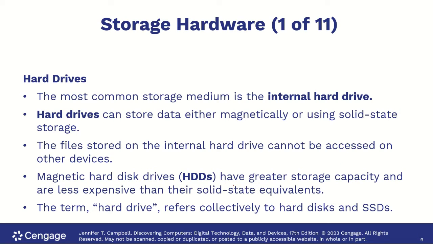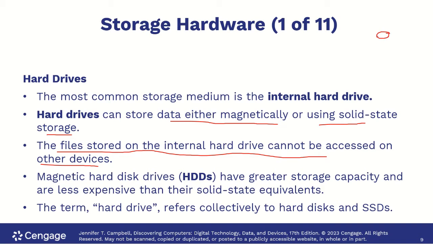The most common storage medium is the internal hard drive. That's the core of the hardware of your computer. The hard drives can store data either magnetically, with magnetic disks, or using solid state storage. The files stored on the internal hard drive cannot be accessed on other devices. If you put something on the disk in your computer system, you cannot access it on other devices.